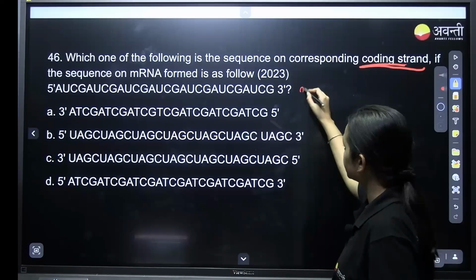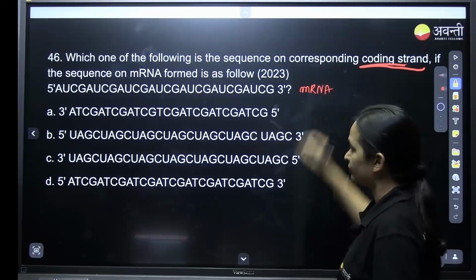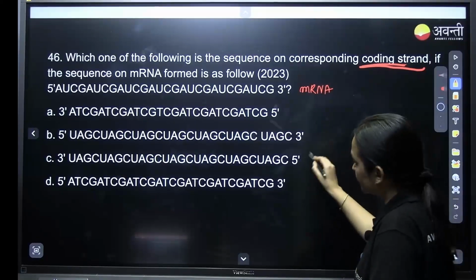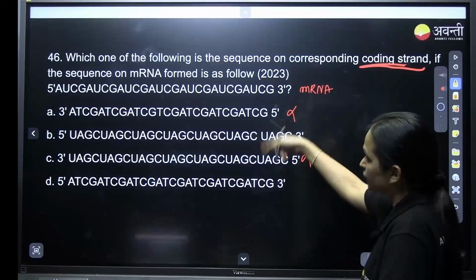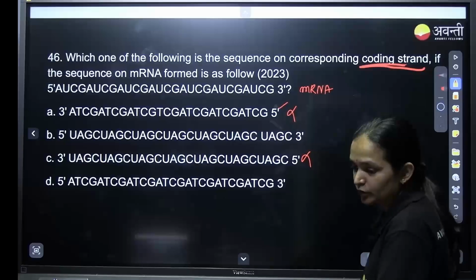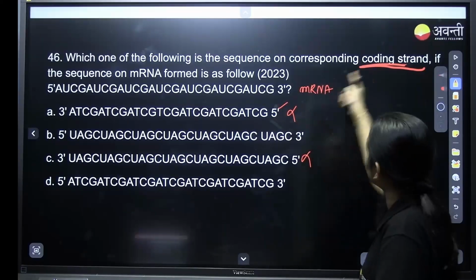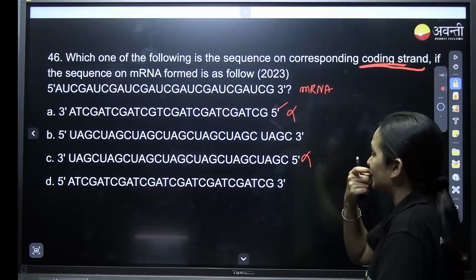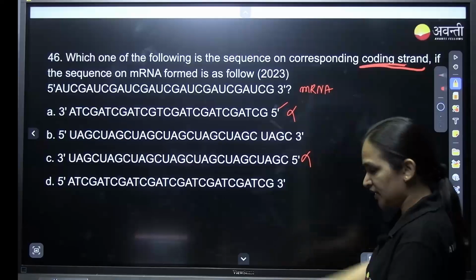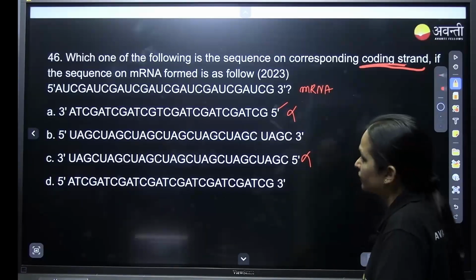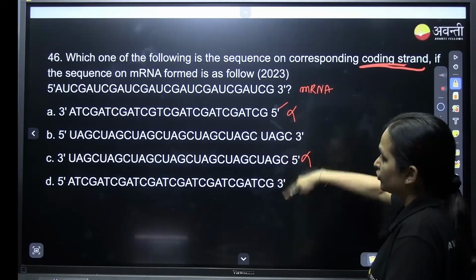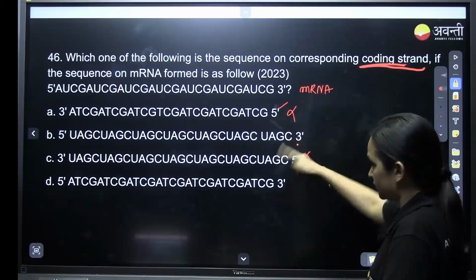This is mRNA. The coding strand is 5 prime to 3 prime. So you can eliminate these two just looking at the orientation, because the coding strand is always 5 prime to 3 prime, and the template strand is 3 prime to 5 prime because the mRNA is 5 prime to 3 prime polymerization. So this got deleted. Now tell me with 5 prime, this one, B and D.